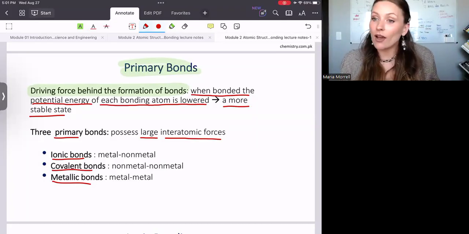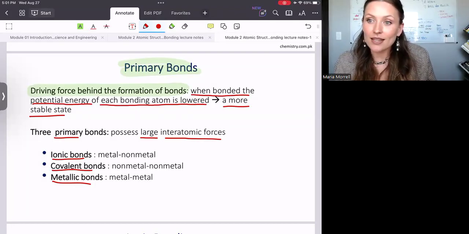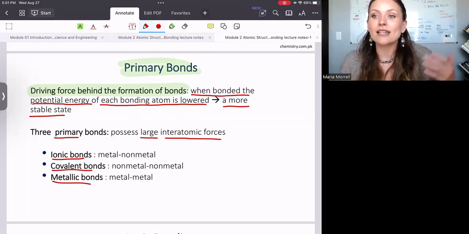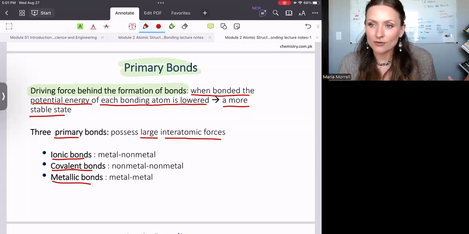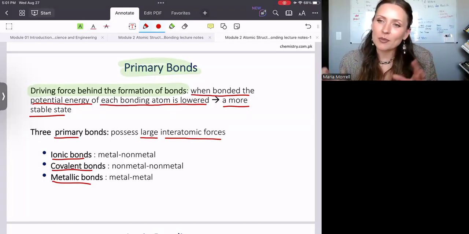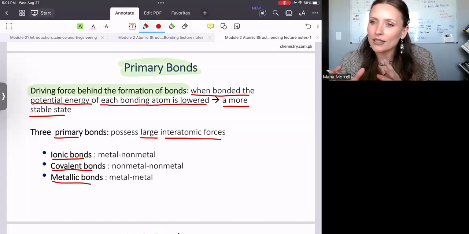Okay. Now, if I offer you a chair, you'll probably say thank you and you'll take the chair because sitting on a chair lowers the potential energy even further. Okay. This is a very basic example, but I really want you to understand why I'm bringing it up.